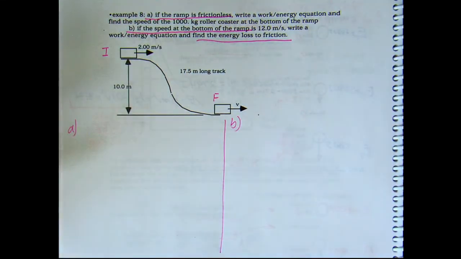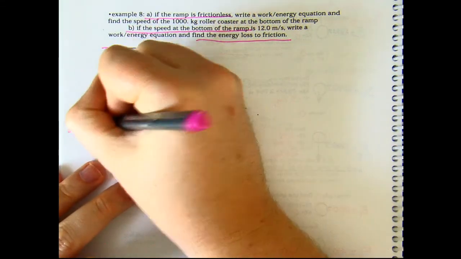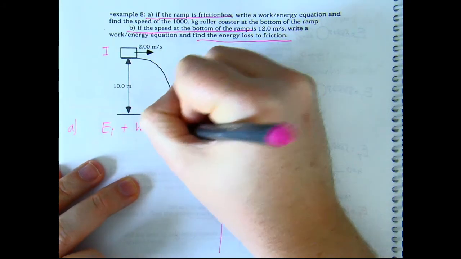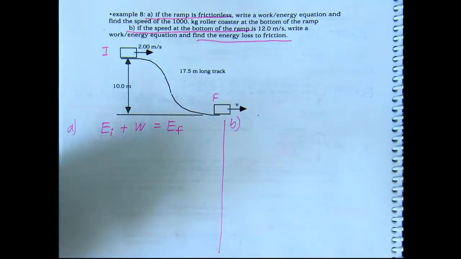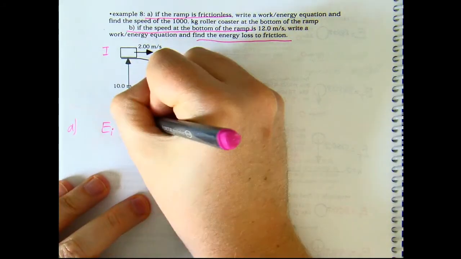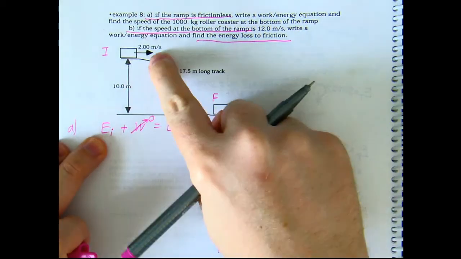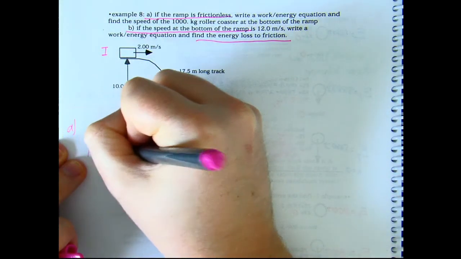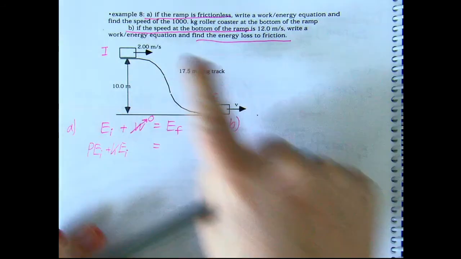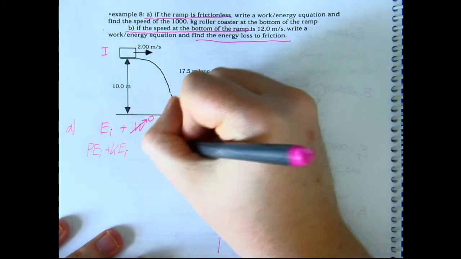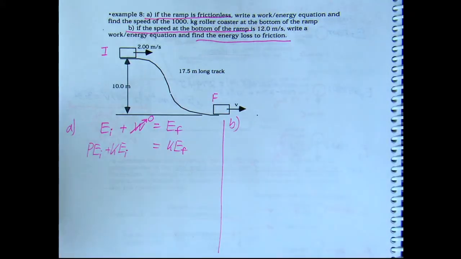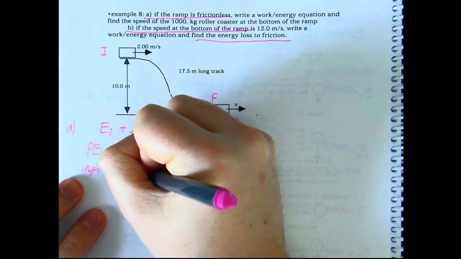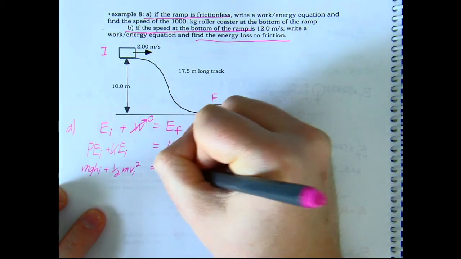So we're going to use energy to solve this particular problem. We're going to use our work energy equation. So energy initial plus work equals energy final. We're told the ramp is frictionless, so in part A, my work is equal to 0. At the beginning, it has some speed, it has some height, so I'm going to have potential energy and kinetic energy at the beginning, and that's going to be equal to the things at the bottom, so it just has kinetic energy at the bottom. So potential energy is mgh initial plus 1/2 mv initial squared equals 1/2 mv final squared.